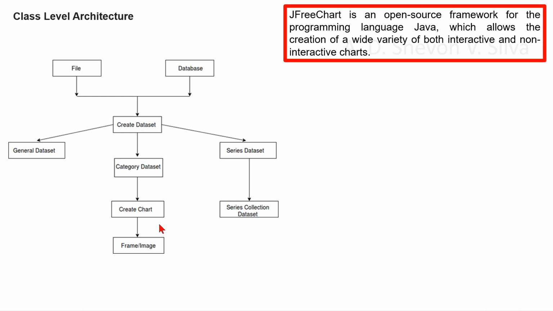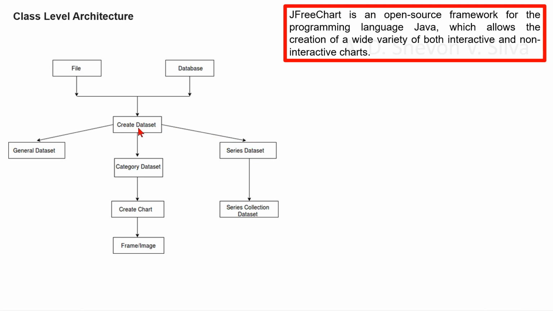Create chart is the method which is executed to create the final chart. Frame or image represents that the chart is displayed on a Swing frame or an image is created. Here file and database are connected to create dataset. Create dataset is connected to general dataset, category dataset, and series dataset. Series dataset is connected to series collection datasets.